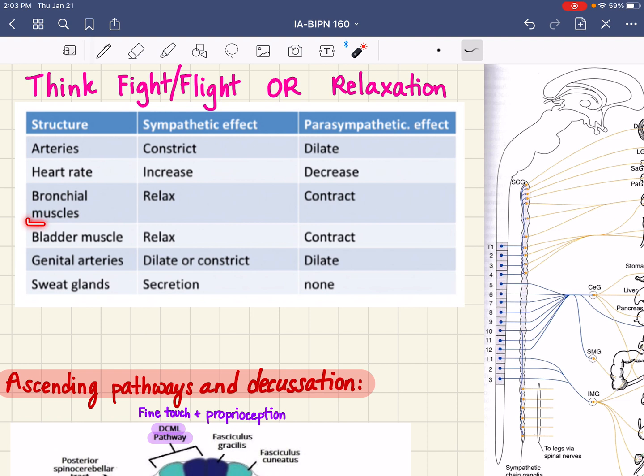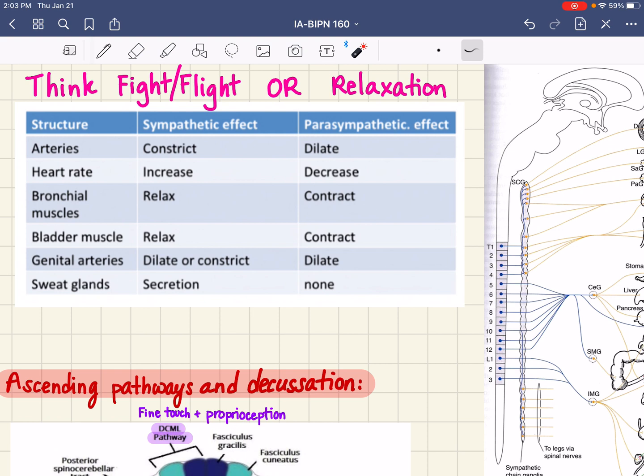My bronchial muscles will relax, because if they relax, then that means I can take deeper breaths, again contributing to my chances of running away from this lion. My bladder muscle will relax also. And if the bladder muscle relaxes, that means I will not have the urge to urinate.